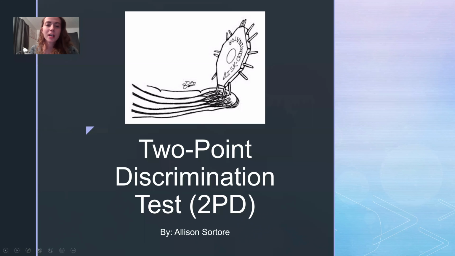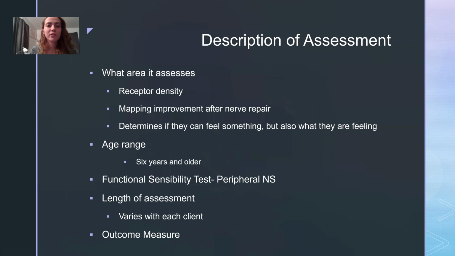Hi guys, so today I'm going to be talking about the 2-point discrimination test, or the 2PD. So first we're just going to start with a general description. The 2-point discrimination test is really the ability to discern that two nearby objects on your fingertips are two distinct points, not one. What areas it assesses: it looks at receptor density, mapping improvement after nerve repair, and it determines if a client can feel something, but also what they're feeling.